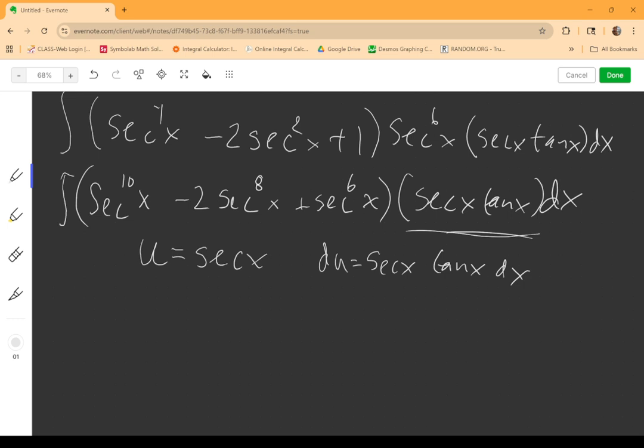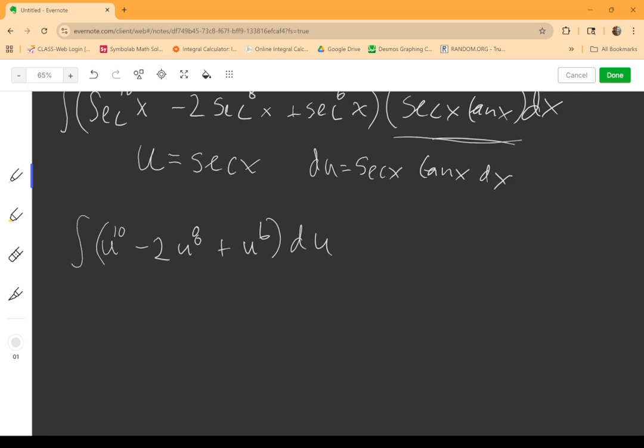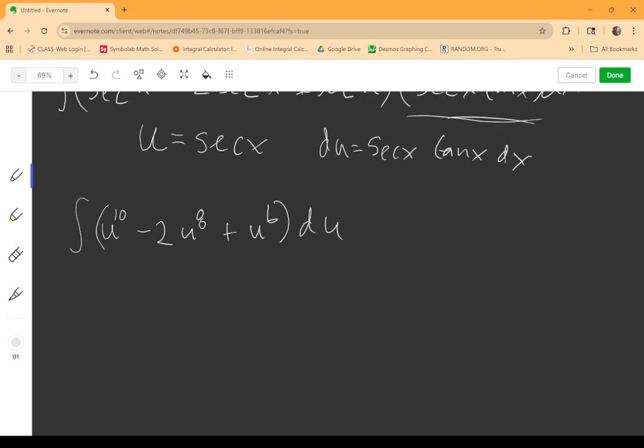All right. And then from here, we get u to the 10th minus 2u to the 8th plus u to the 6th du. We get a nice expression that relies only on the power rule. All right, and now applying the power rule, we get u to the 11th over 11 minus 2u to the 9th over 9 plus u to the 7th over 7. And of course, as always, the plus c.